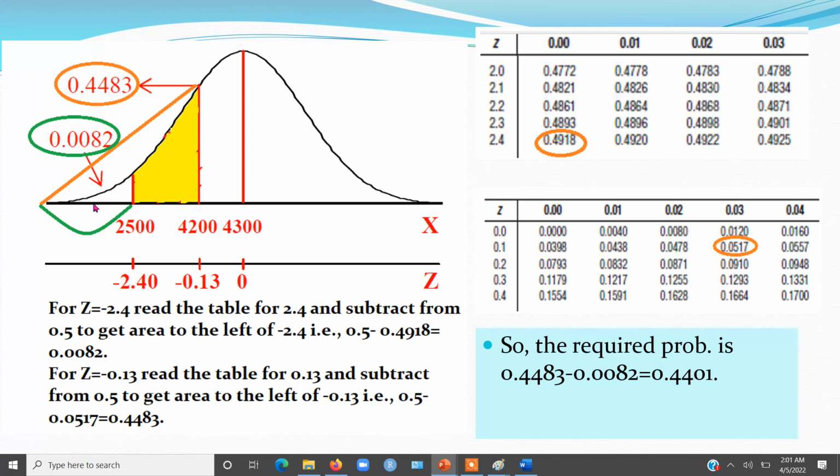But I don't need these separate areas. I require this yellow part. So how can I compute? The bigger part minus the smaller part will give me this yellow area. So I'm simply going to subtract 0.4483 and 0.0082 to get the required probability, right? I hope by doing these questions the topic of normal distribution is relatively clearer now.